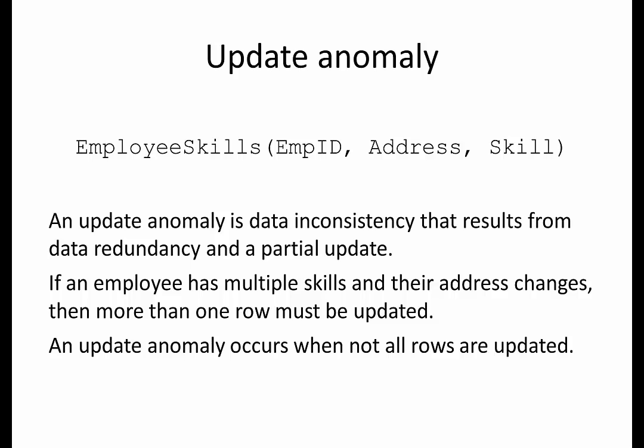So if I have 3 skills, I've got 3 rows for the employee. Each row has an address, so there's data redundancy in the address. I would need to update all the addresses for my data to remain consistent. And an update anomaly occurs when not all rows are updated. So if just one of the rows gets updated, but the others get missed, we've got an update anomaly. So we're trying to avoid these update anomalies.